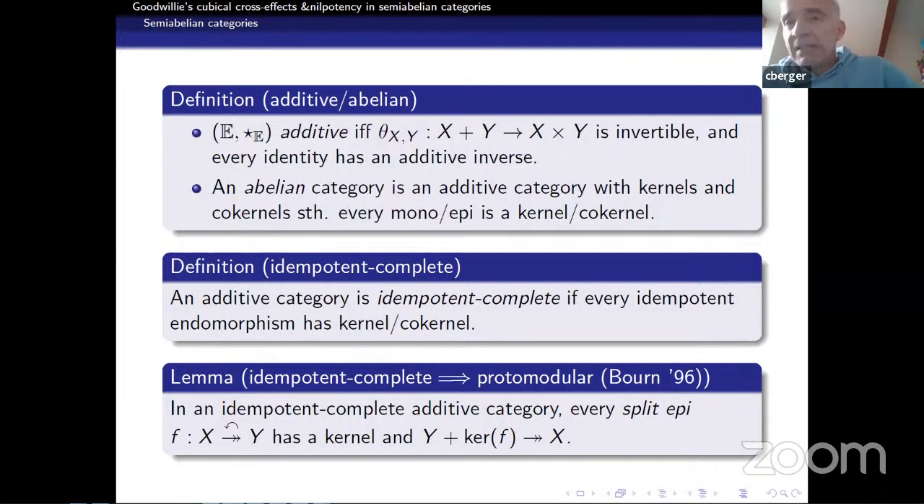One should be a little bit careful because there are different notions of epimorphisms, and here we need that it is a strong epimorphism, which means that it is right orthogonal to monomorphisms. So every idempotent complete additive category has this property that split epis are protomodular.